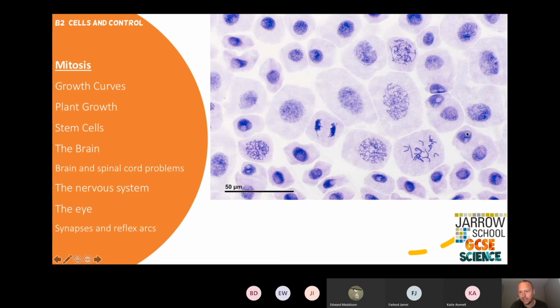And then this one here is in late telophase. So you can see one cell with 2 nucleuses. So that's telophase. So you might be asked, this is more A-level questions, but if it's the really high end, like questions that are trying to stretch the level 9 students, you might be asked what stage is this cell in.